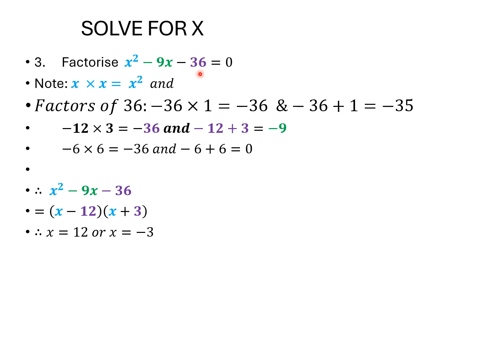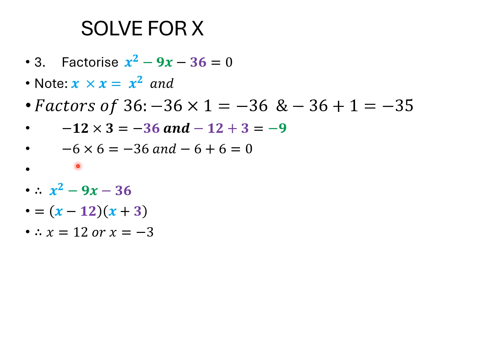So I can start off easy and say minus 36 times 1 gives me negative 36. But if I take the signs, you see minus 36 plus 1 gives me negative 35. So I don't have negative 35 in the middle, so I can't use those factors. If I go to the second set, I have negative 12 times 3 gives me negative 36. But minus 12 plus 3 equals negative 9. So you can see there, negative 12 plus 3 gives me the negative 9.